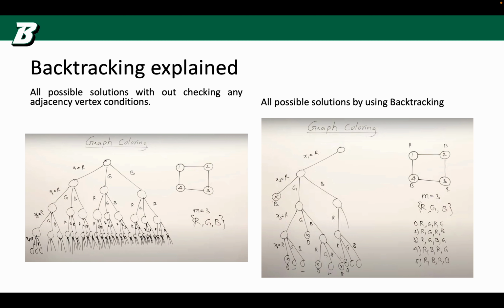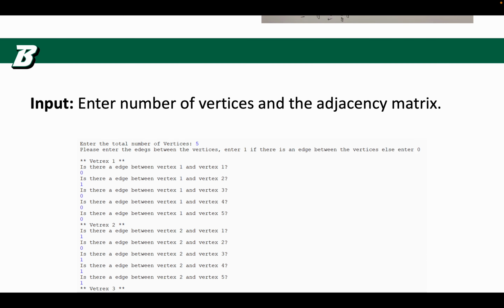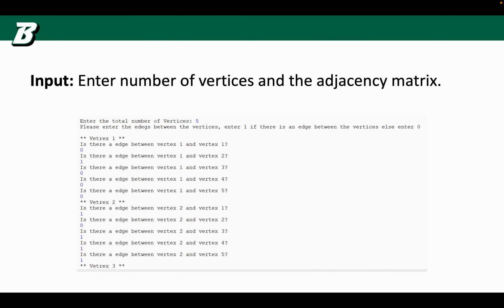So it colors the next vertex with green color. Similarly, in backtracking, as I mentioned, it checks all the adjacent vertices, and it explores only if it is a feasible solution, or else it will just discard the solution. And this is the implementation we have used.